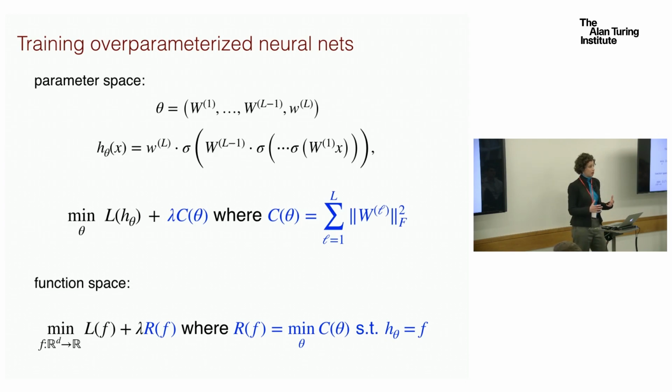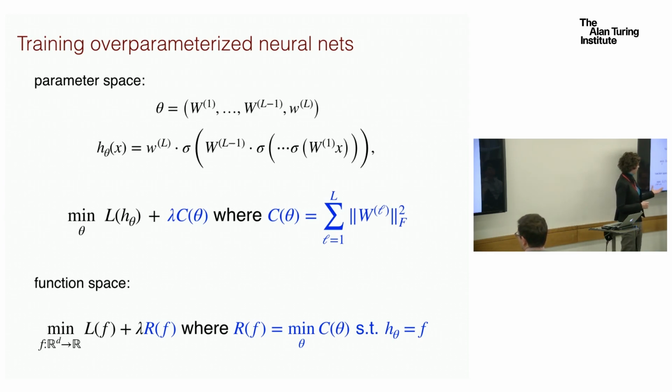But we can think about this from an equivalent perspective, where what we want to do is, in fact, learn a function f that is a good fit to our data wherever we have an observation, and has a small regularization term. And what I want to do is think about how neural networks behave through the lens of this latter function space perspective.